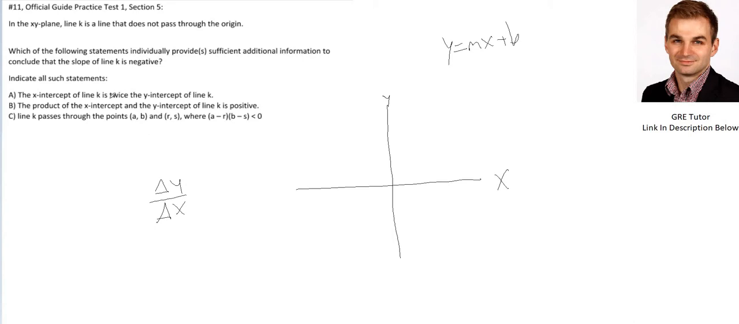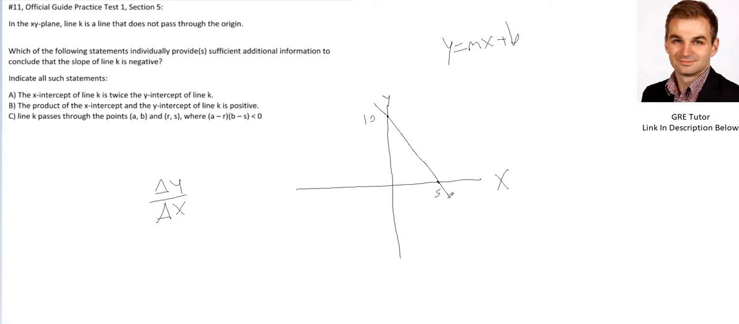Alright, so we said wherever the x-intercept of line K is, so let's say it crosses somewhere like here, the y-intercept is twice of that. So let's say this is something like 5. Okay, well then the y-intercept would be 10. Alright, so that means that the line goes like that. Now, if a line goes like that, obviously it's going to be negative, right? But that's not always the case. For instance, you could have different scenarios.